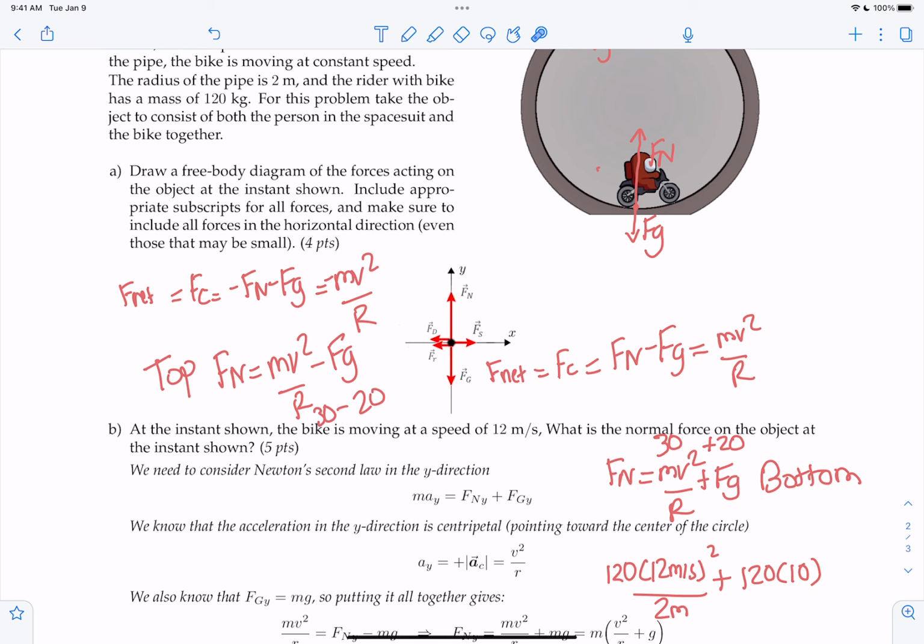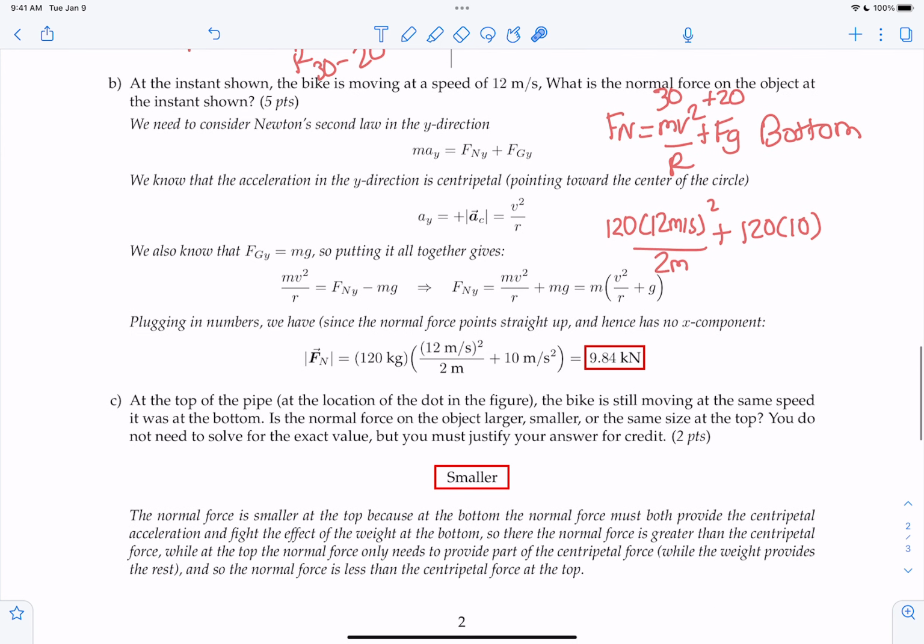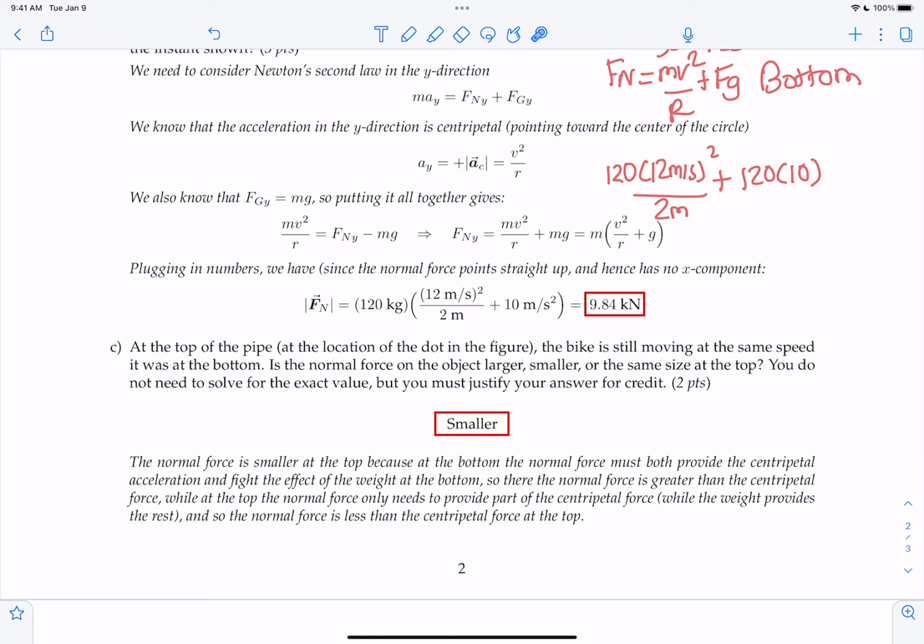We have to include both, but we just have to keep in mind that normal force is the one that's, quote unquote, directly applying the centripetal acceleration and centripetal force, but gravity is just going to be fighting the effects because they're on the same axis. So with that in mind, we can see that at the bottom, normal force must provide centripetal acceleration and fight the effective weight. So the normal force is greater than centripetal force.